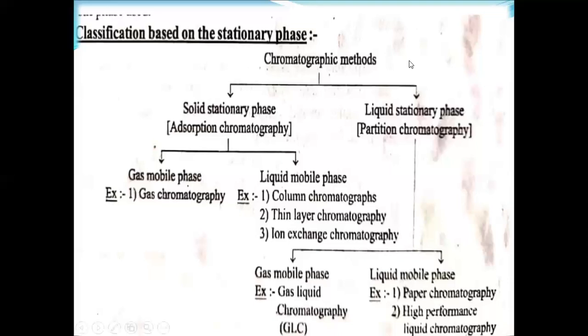Now coming to the second category, liquid stationary phase, the mobile phase can be gas or liquid. So here, if liquid is the stationary phase and the mobile phase is gas, we have gas liquid chromatography. And this is partition chromatography. For the liquid stationary phase, if a liquid mobile phase is used, we have two types of chromatography. One is paper chromatography, the other one is high pressure liquid chromatography.